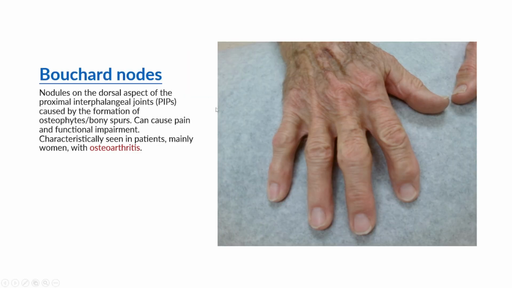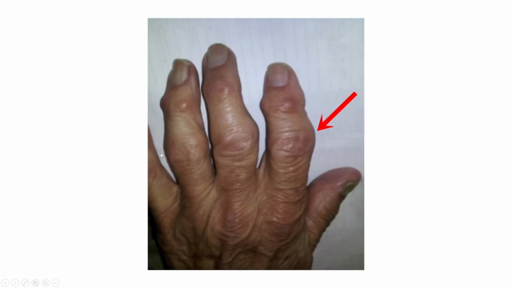Then we have Bouchard nodes. This time the Bouchard nodes will happen in the proximal interphalangeal joints. With the same thing, we will have osteophyte formation in the joint, pain, and impaired movement, and it's a classic sign for osteoarthritis. This is another. Here actually we can see maybe Heberden and Bouchard nodes, and this could be rheumatoid nodes, maybe. Yes, this is rheumatoid nodes.